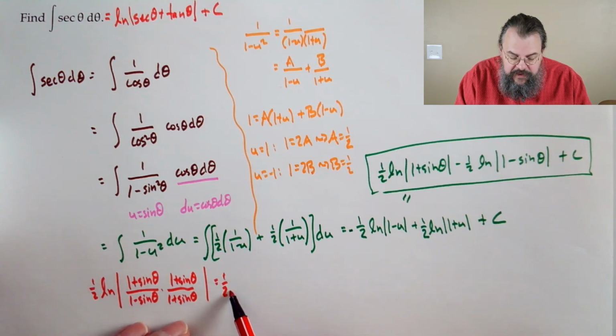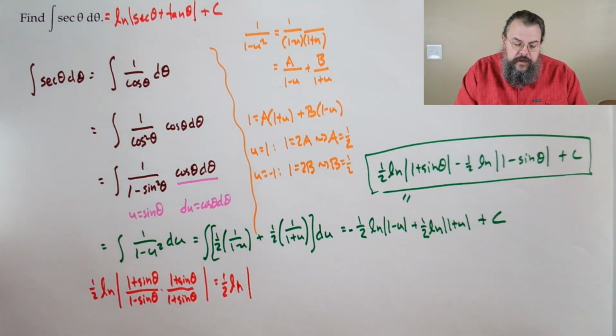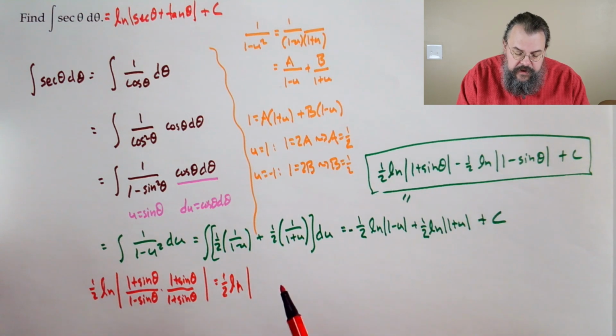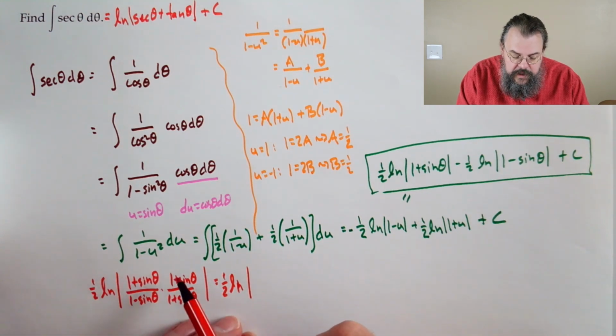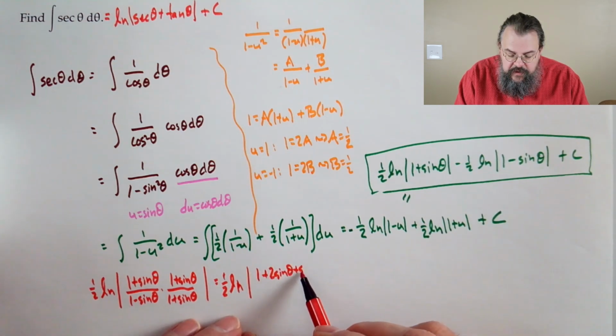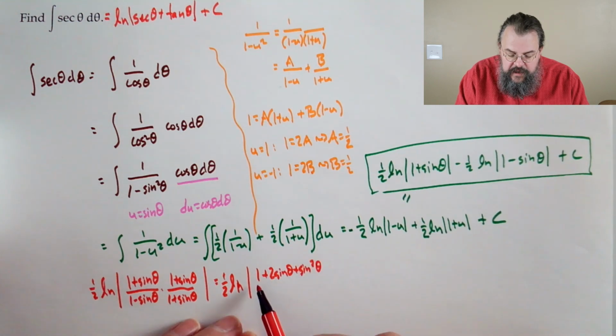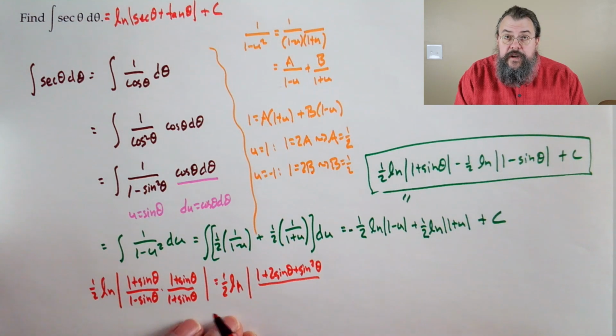So that's 1/2 log. Now, let's multiply out the upstairs. What do we have? We'd have 1, then plus 2 sine theta, plus sine squared theta, and downstairs 1 minus sine squared becomes cosine squared.